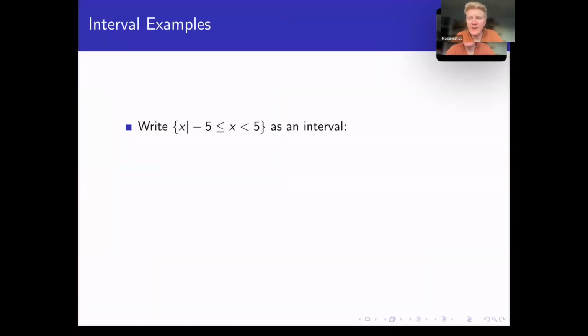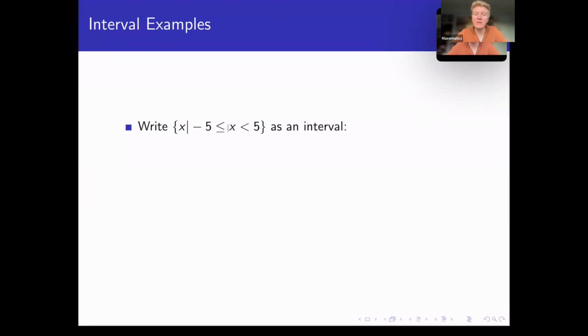Okay, well, now that we know how to draw intervals on a number line, let's now practice taking sets that are in set builder notation and write them as intervals, right? We use set builder notation to sort of simplify the roster method, and now we can use intervals to simplify set builder notation. So here we have -5 less than or equal to x less than 5.